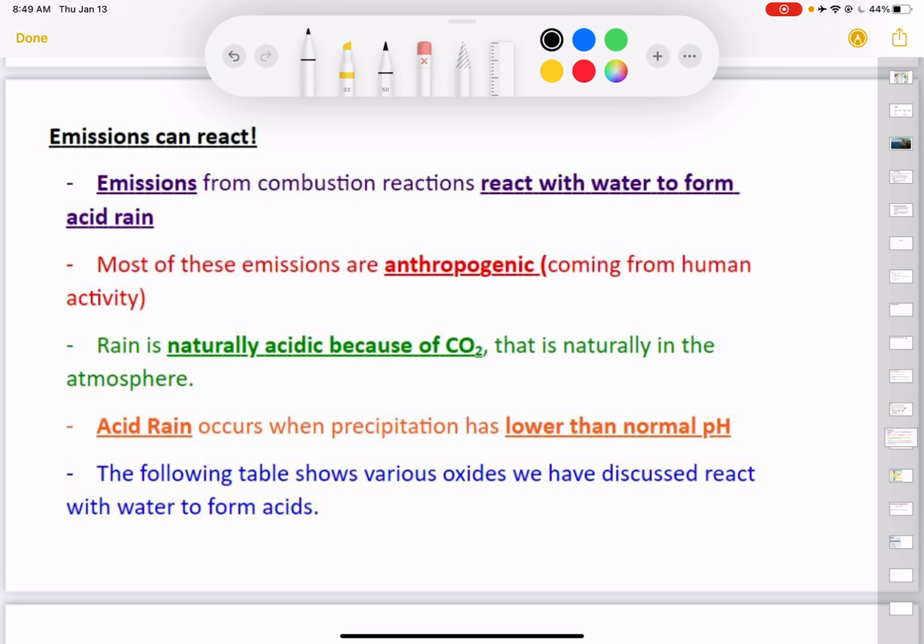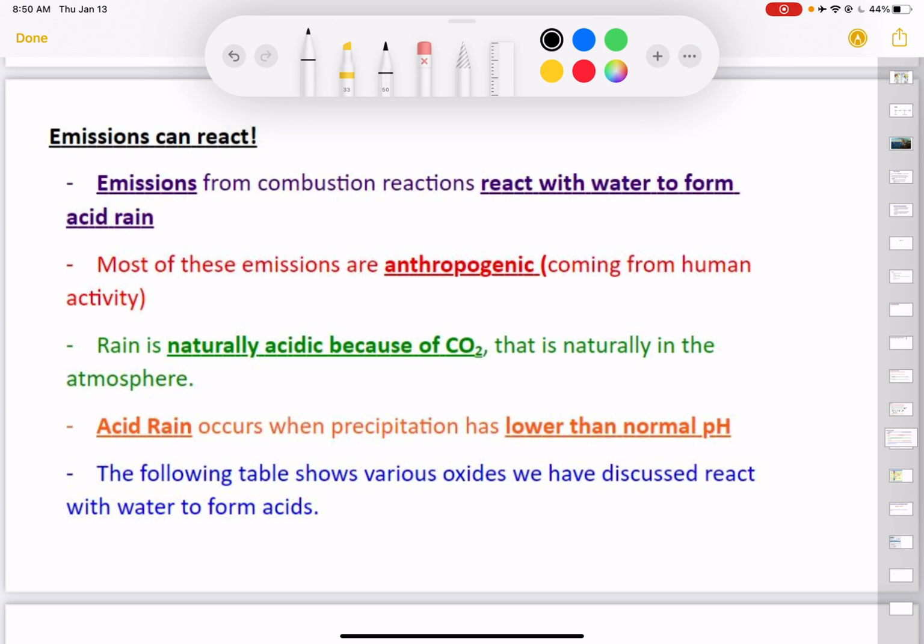So acid rain occurs when precipitation has lower than normal pH. Okay, so there's naturally already going to be some carbon dioxide in our rain. So adding certain things that we're burning, and gases that go into the atmosphere, are going to mix with the water in the air, the water vapor that becomes rain, and make the water that rains down onto the earth a lot more acidic than it should be.